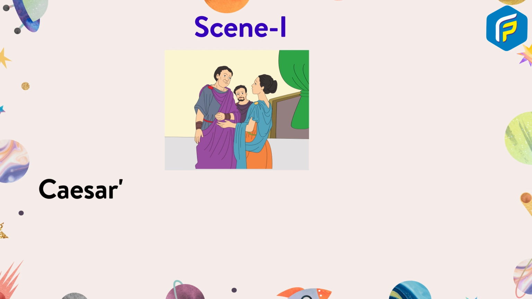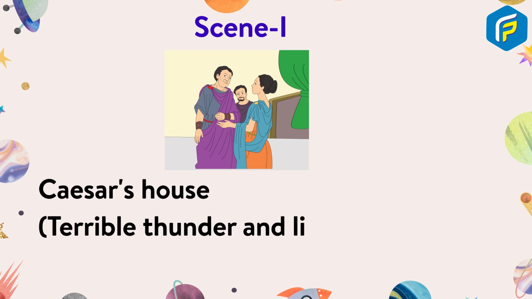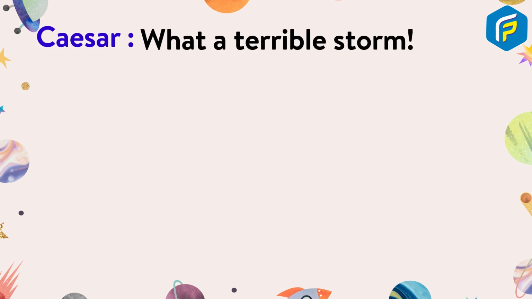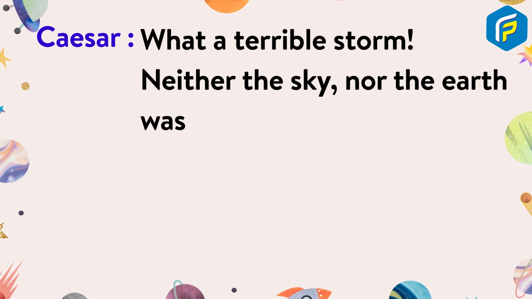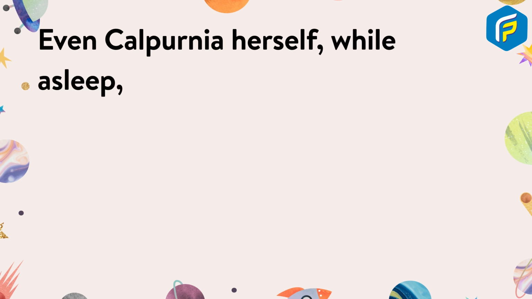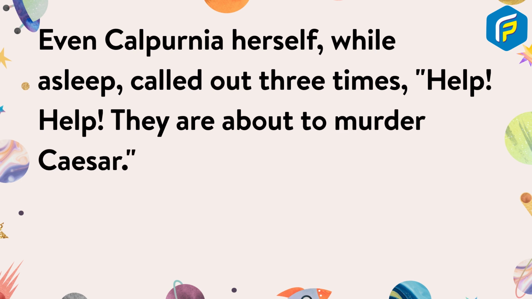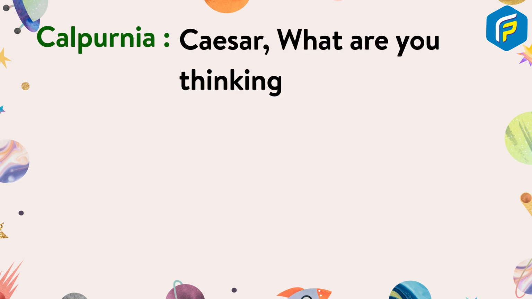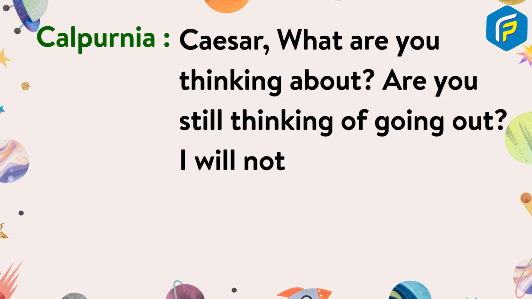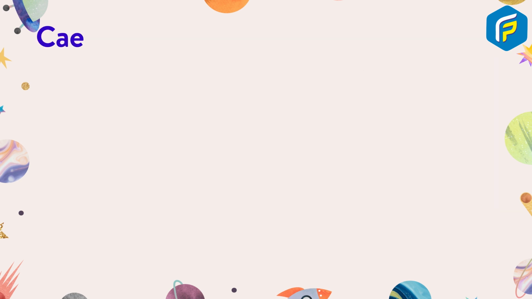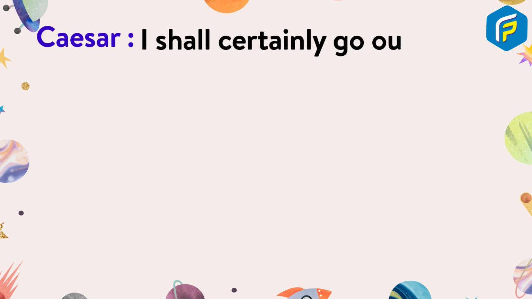Scene 1. Caesar's house. Terrible thunder and lightning. Enter Caesar. Caesar: What a terrible storm! Neither the sky nor the earth was peaceful during the night. Even Calpurnia herself, while asleep, called out three times: Help! Help! They are about to murder Caesar. Enter Calpurnia. Calpurnia: Caesar, what are you thinking about? Are you still thinking of going out? I will not allow you to even step outside the house today. Caesar: I shall certainly go out.